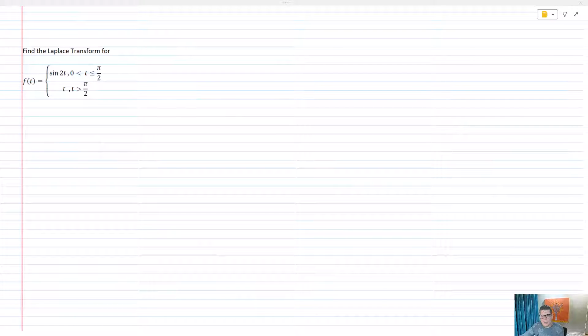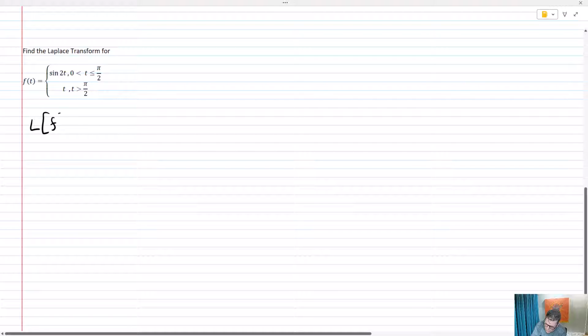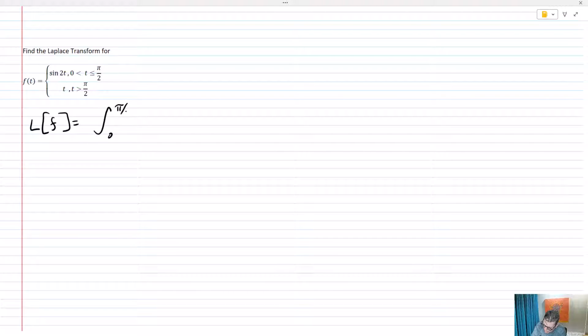All right, let's take a Laplace transform for a piecewise function that's a little bit more tricky. This is f of t equals sine 2t when t is between 0 and pi over 2, and t when t is greater than pi over 2. So to find our Laplace transform, we're going to break this up into two parts, just like we did before.